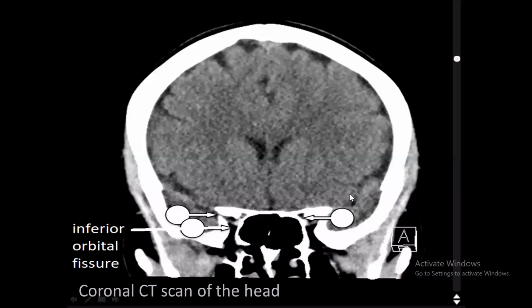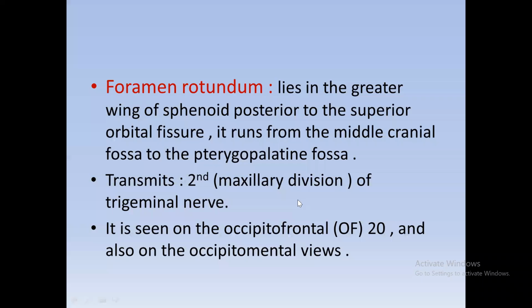This is a coronal CT scan of the head in which you can see the inferior orbital fissure. This label is for the superior orbital fissure, and this is the optic canal. Foramen rotundum lies in the greater wing of sphenoid posterior to the superior orbital fissure. It runs from the middle cranial fossa to the pterygopalatine fossa and transmits the second maxillary division of the trigeminal nerve. It is seen on the occipitofrontal view with the 20-degree caudal angulation and the occipitomental views also.